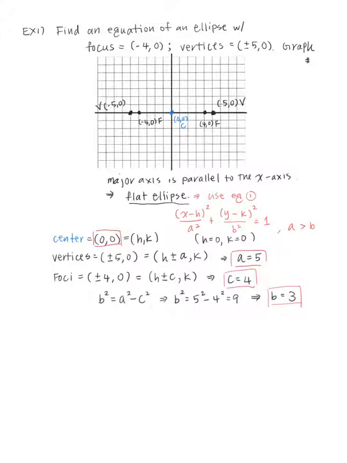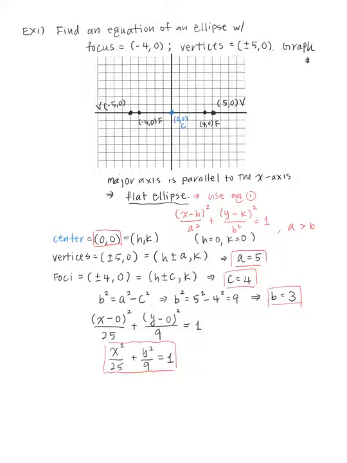So I think we're now ready to write the equation of that ellipse. We're going to have (x minus 0) squared over a squared, that will be 25, plus (y minus 0) squared over b squared, which is 9, equals 1. Let's clean it up a little bit. So here our equation is x squared over 25 plus y squared over 9 equals 1. Ta-da! That is an equation of an ellipse.